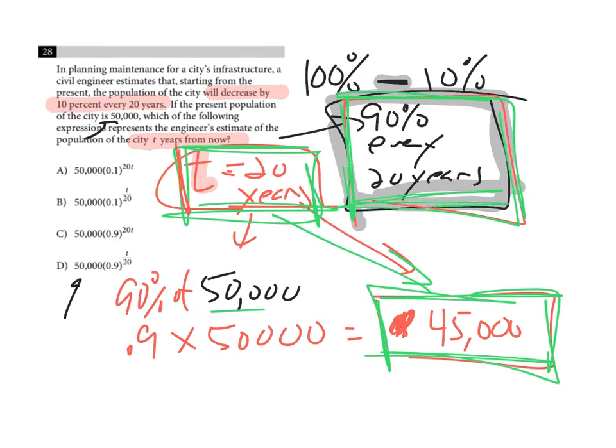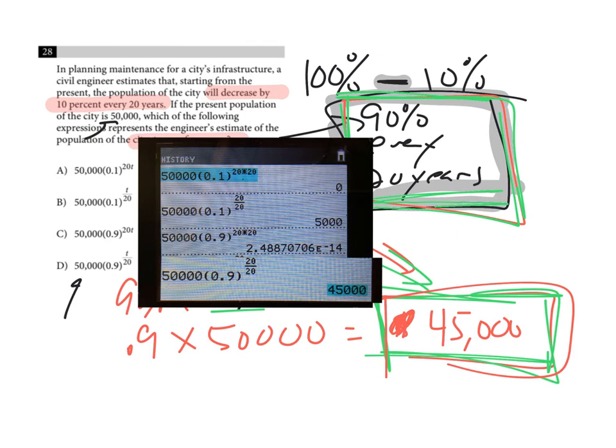So what I'm going to do is take my T equal to 20, plug it into these answer choices, and then see which of them gives me 45,000 people. So I plugged in 20 for all of the T's, and only answer choice D gives me the 45,000 people that I got as my answer.